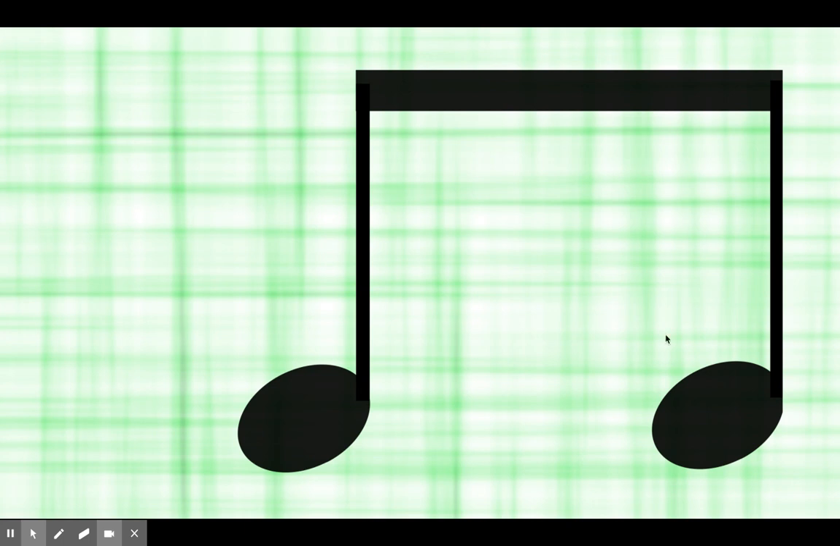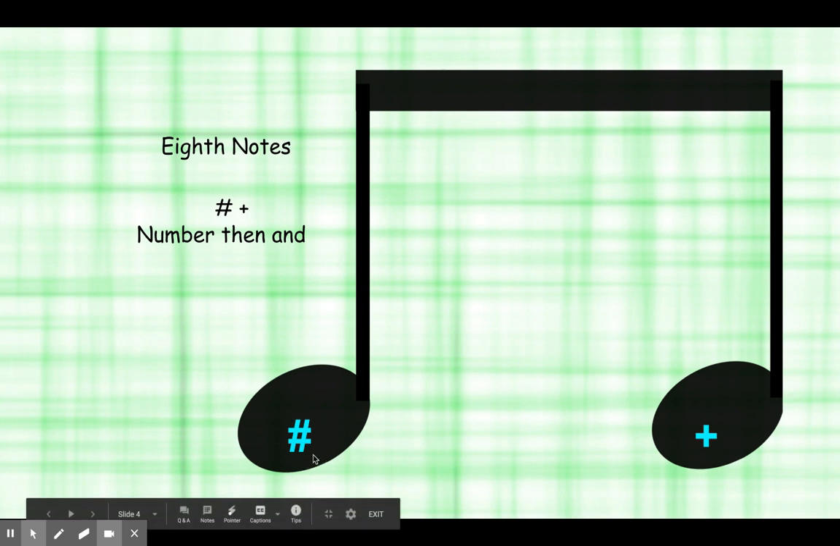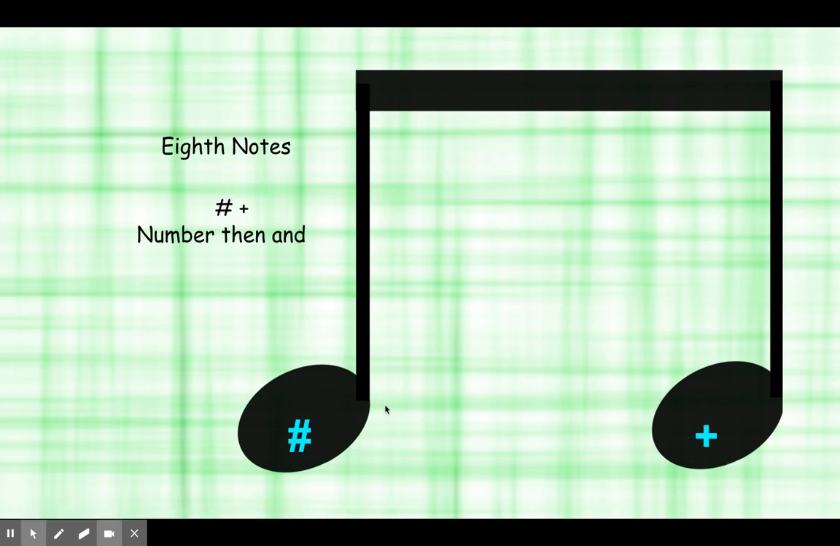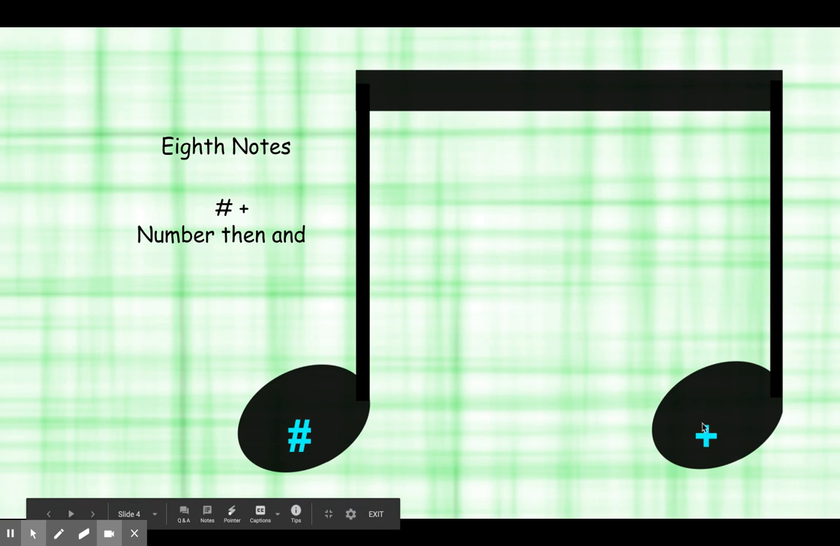These two notes stuck together are our eighth notes. They're smaller than a quarter note. 2 of these eighth notes fit inside the same amount of space as one quarter note. Together, they take up one beat, but there's 2 sounds per beat. So we give the first one our hashtag, number. Remember, it's a number. Our first one gets a number. The second one gets the and.